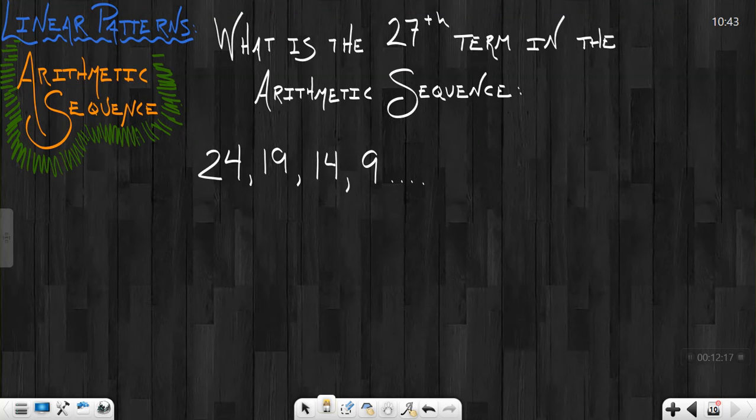All right, last one here. What is the 27th term in the arithmetic sequence? All right, 24, 19, 14, 9. Pause it. Try to do it on your own. All right, first find what is the increase or decrease each time. In this case, I am going down 5 every single time. Down 5. So our equation will begin as y equals -5x.